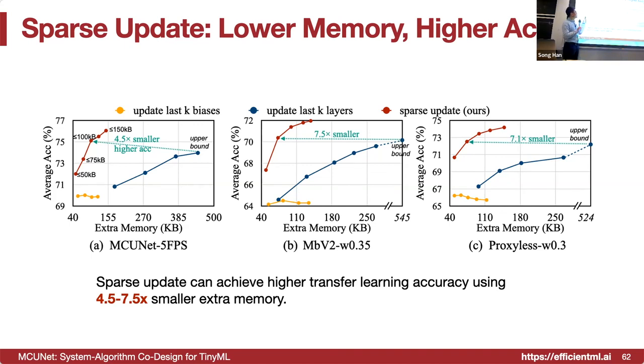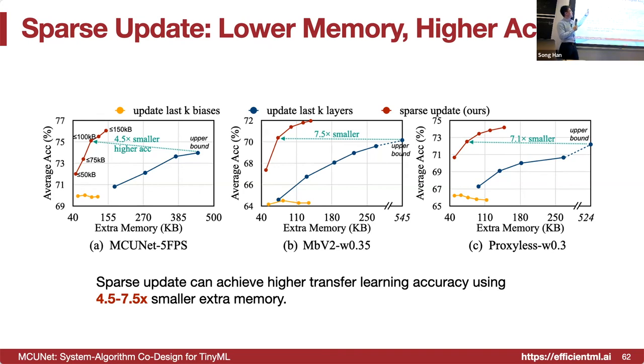And the yellow curve is updating the last biases only. You can see the required memory is much smaller, much smaller for updating the biases. Last k biases only, but the accuracy is also significantly lower, 70 versus 74. This is 64 versus 70.